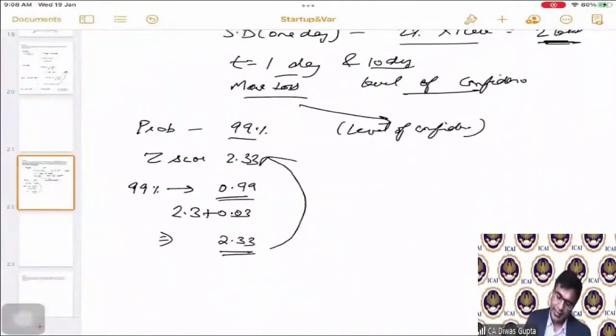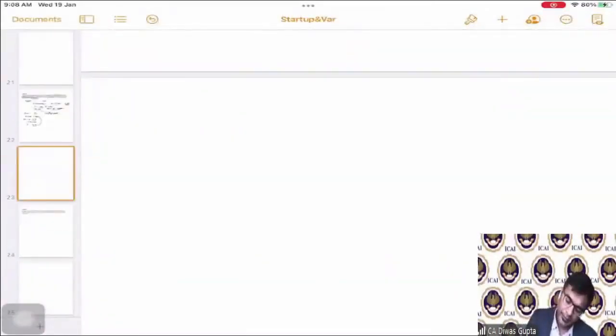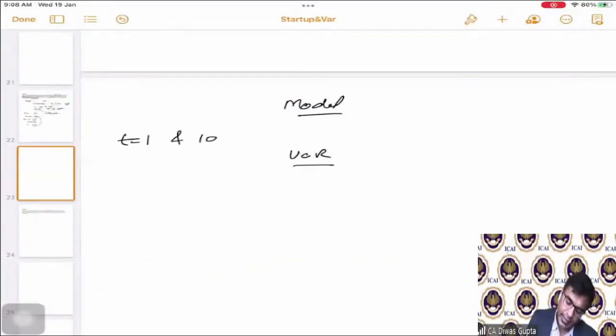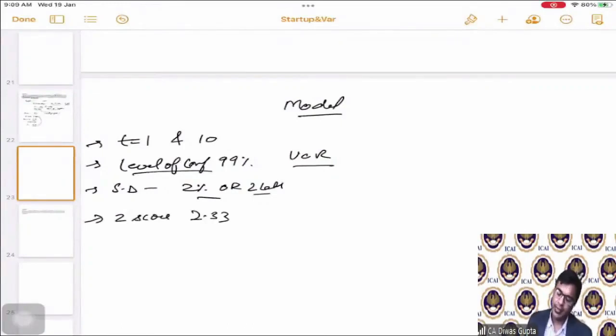Now we have to just apply this. Finally, what is the question asking us? See, what is the model? The model is we are talking about VAR. T is equal to 1 and 10 days. Two scenarios the question is asking us: one for 1 day and one for 10 days. Level of confidence 99%, this is the second input. SD 2%, or I can write 2 lakhs, correct? Z score using this level of confidence is 2.33. Can we calculate the maximum loss? Yes. Let's use the formula and calculate.